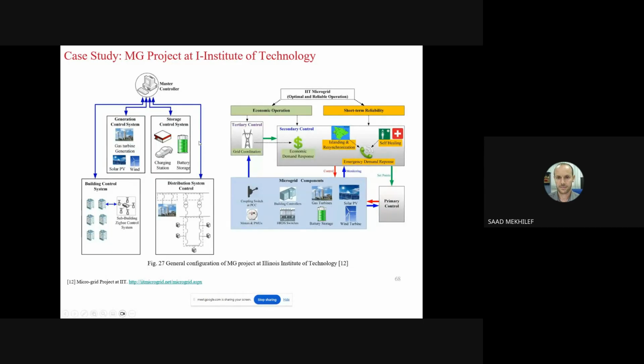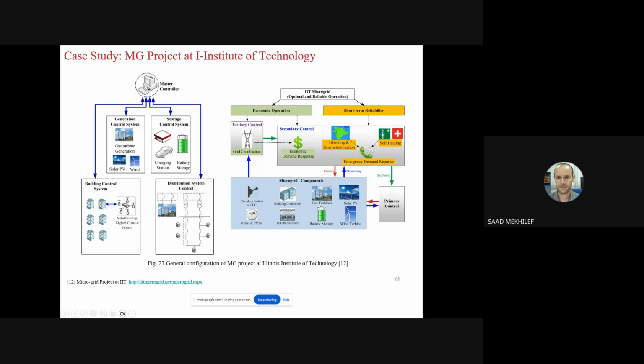So if you see, this is the microgrid. As you can see here, we have the storage. They have batteries, an electric vehicle charging station, and gas turbine generators, PV and wind. Also, they have a lot of sensors on the buildings, and also on the distribution networks, distribution control.